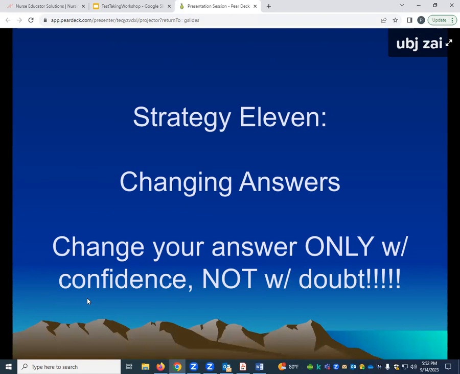Be really, really careful. Change your answer only if you are 100% confident that you clicked the wrong answer, not where you're going, oh, maybe they're trying to trick me. That was too easy. I should probably pick something different. Don't do that. Go with your strategies and don't change your answers.